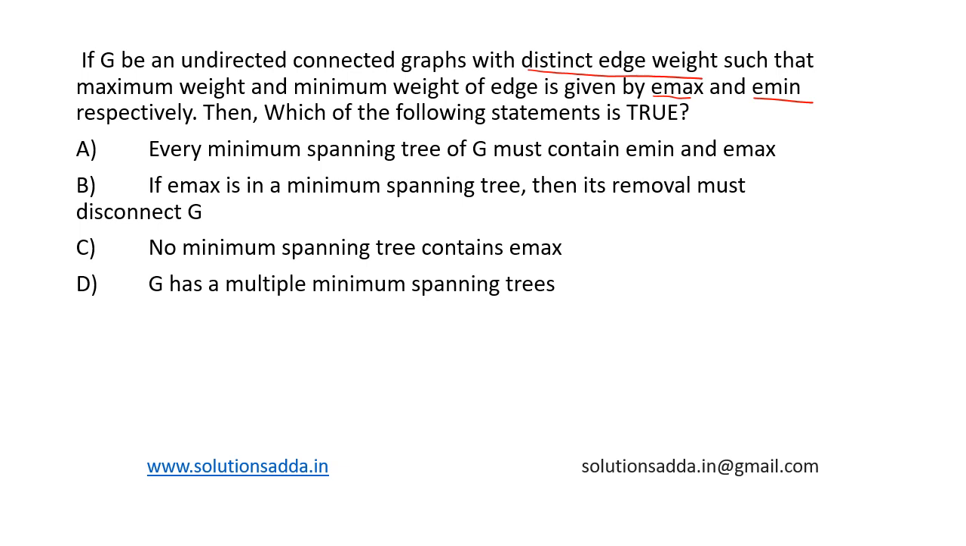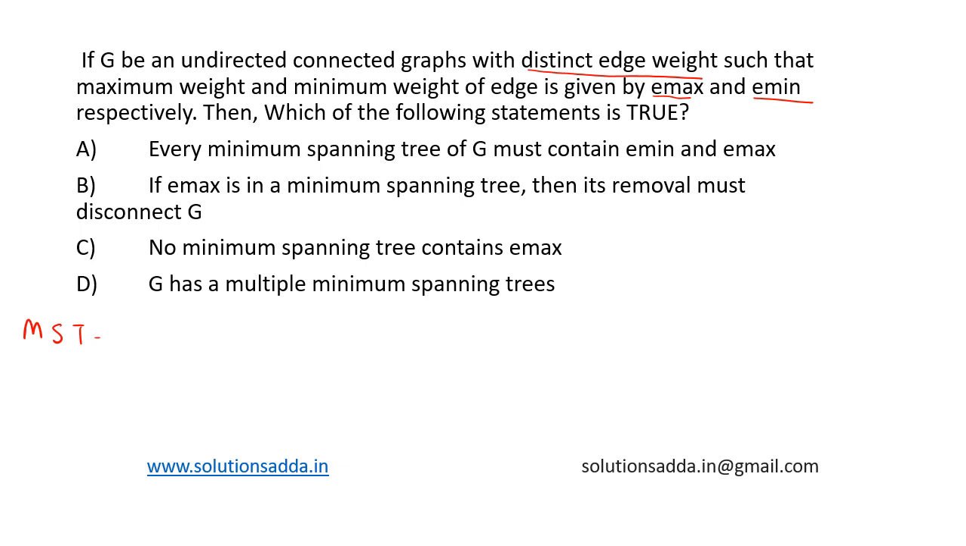So first of all, let's try to understand each option. The first one is: every minimum spanning tree of G must contain emin and emax. First of all, what is a minimum spanning tree, that is MST? It is a minimum weight spanning tree which consists of a subset of the edges of a connected, edge-weighted undirected graph that connects all vertices together without any cycle and with the minimum possible total edge weight. So we can say that it is a tree whose edge cost is minimum, such that the edges that are added do not form a cycle and it includes all the vertices of the graph. This is a minimum spanning tree.